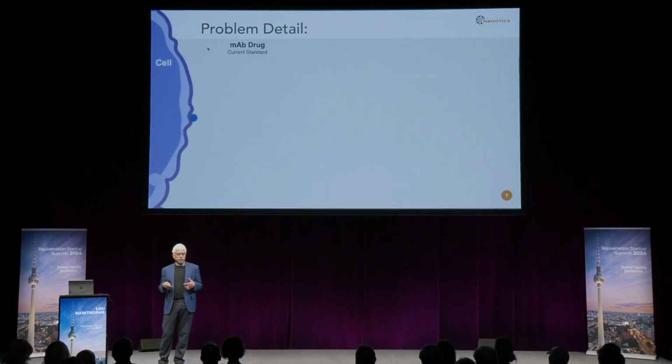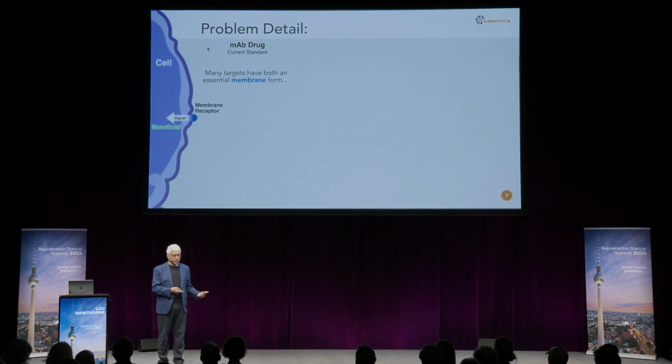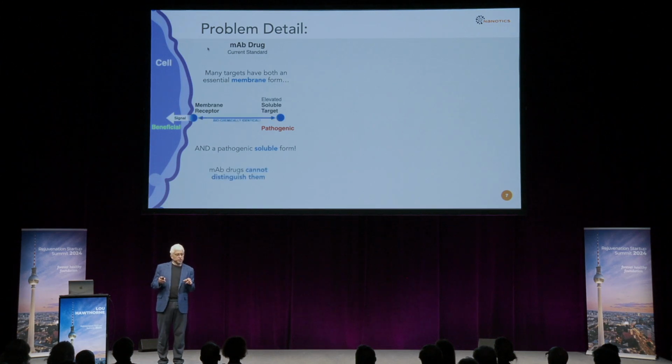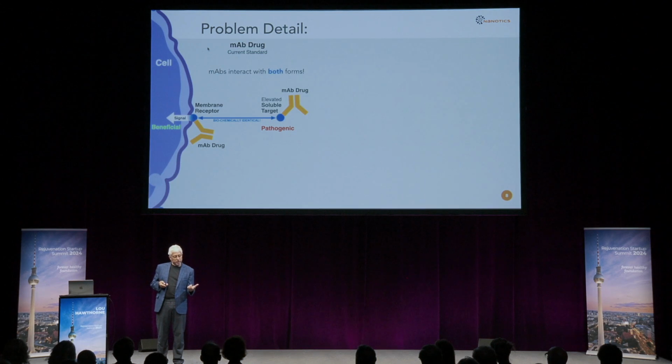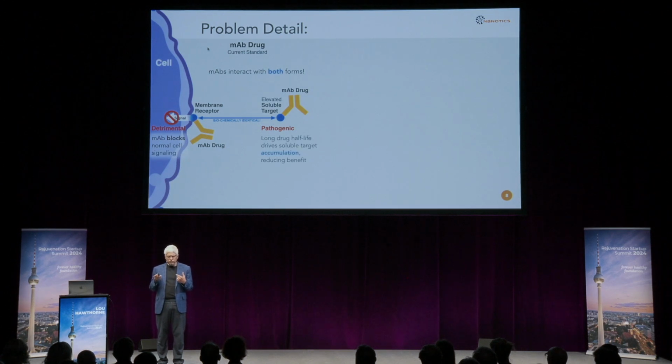So looking at antibody drugs, which really are the current standard, many targets in biology have both an essential membrane form and they also have a pathogenic soluble form. Now, these two targets are biochemically identical, and antibody drugs use chemistry to target, so they can't distinguish between these two target forms. You put the antibody in, it's going to bind and block the beneficial membrane form at the same time it's binding the pathogenic soluble form.